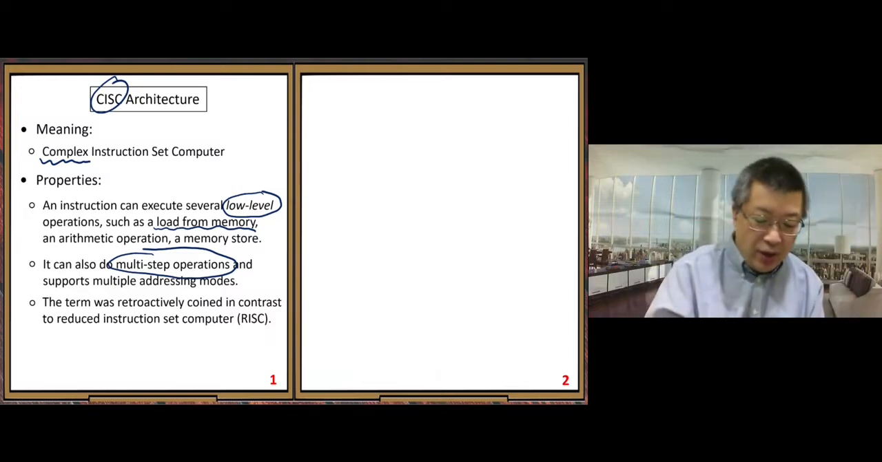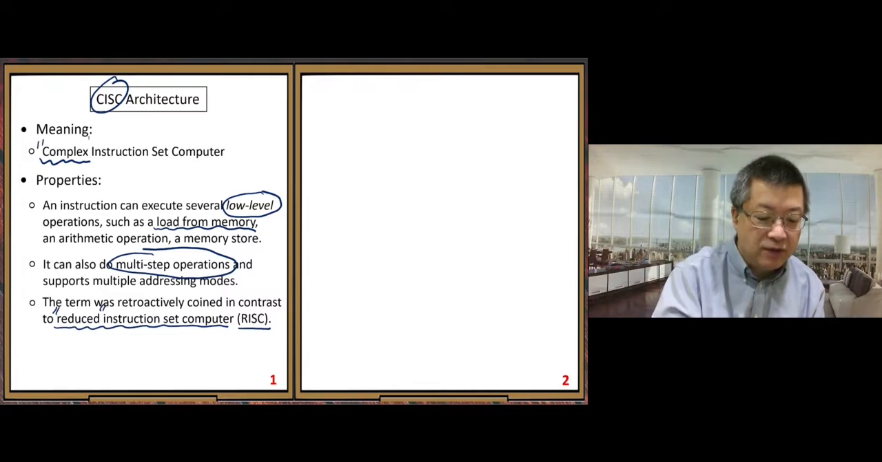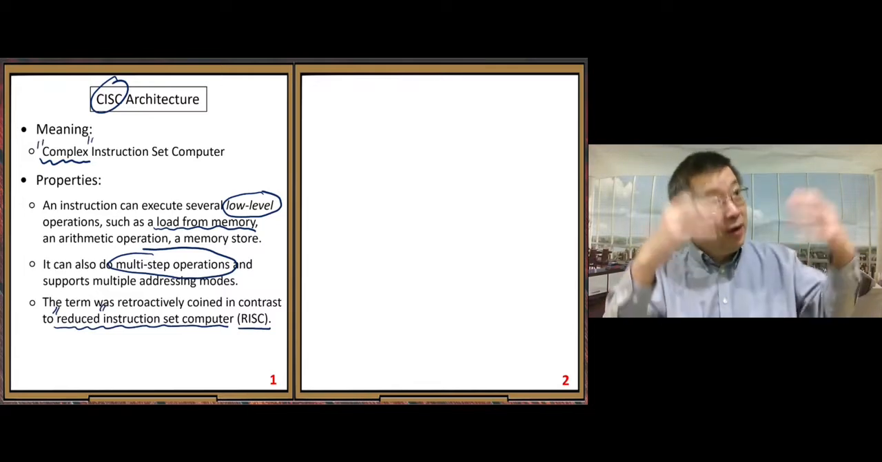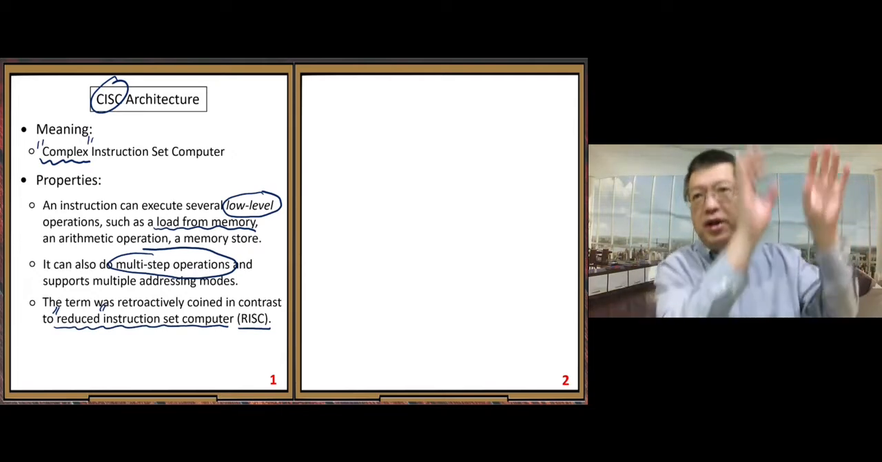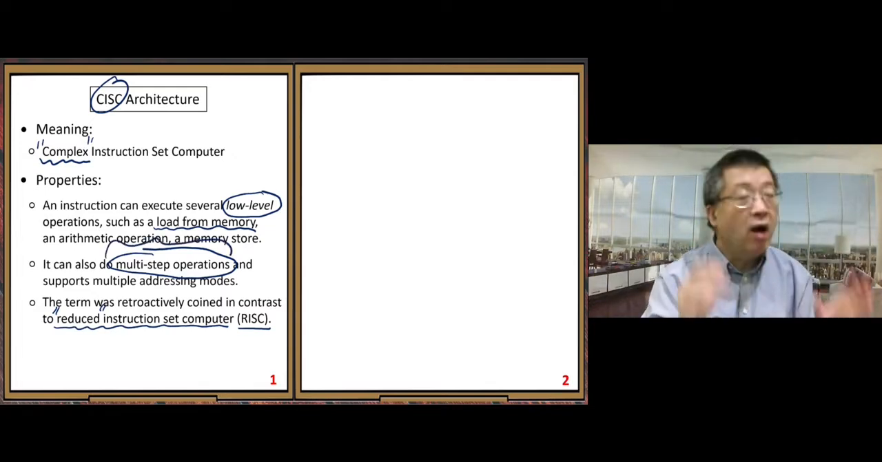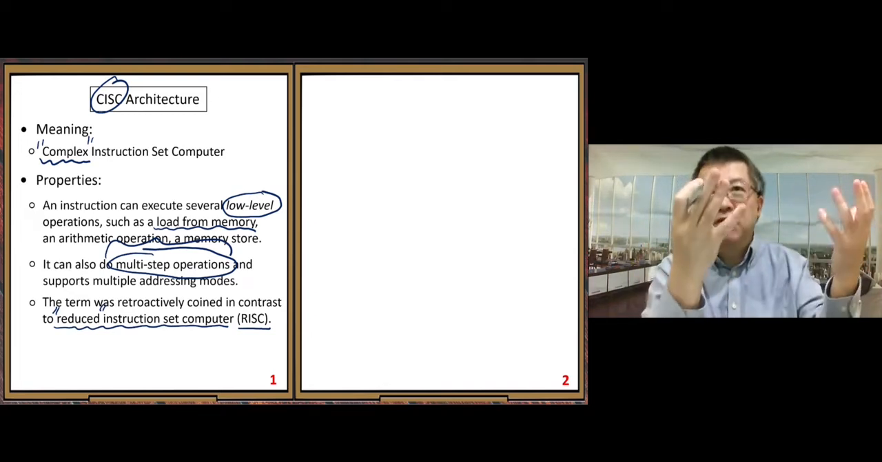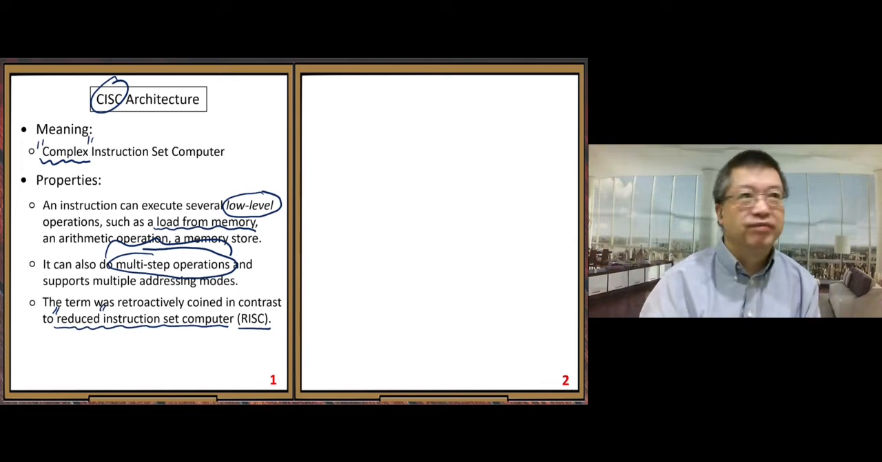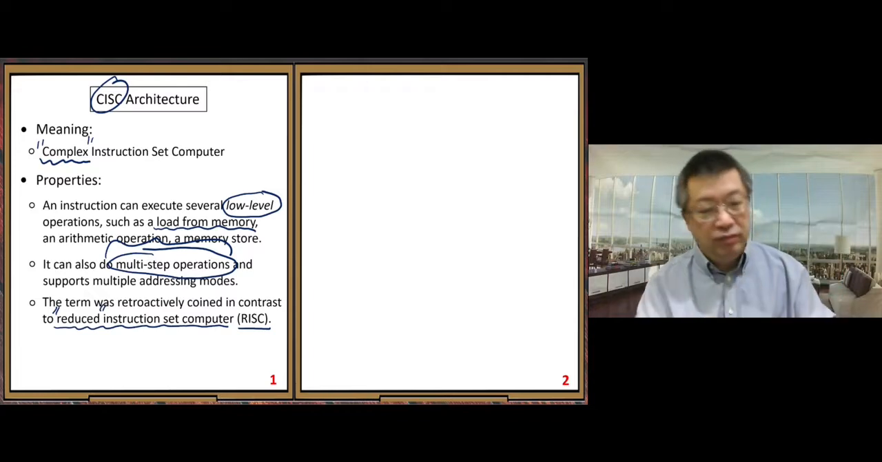In contrast to RISC, what's that? Reduced Instruction Set Computer. The main difference: reduced versus complex. Reduced means make it simpler, simplify it, versus complex, not reduced. So why complex? Multi-step operations. Later, we will explain why complex versus reduced, because there is a lot of discussion on that. So later we will look at that question.